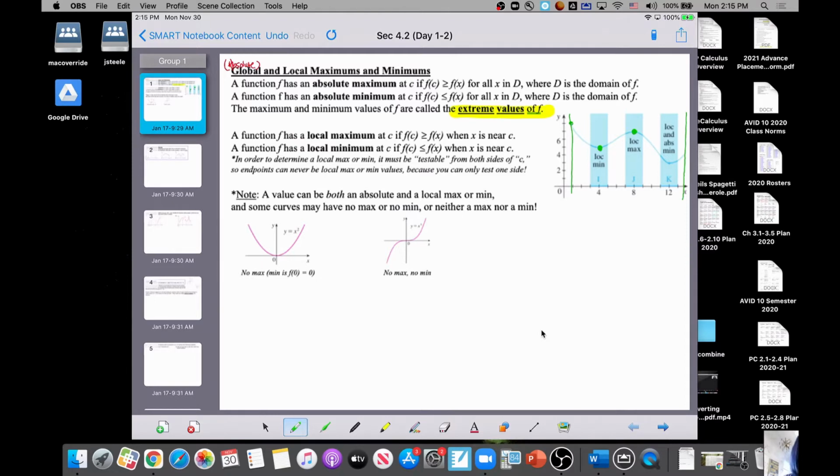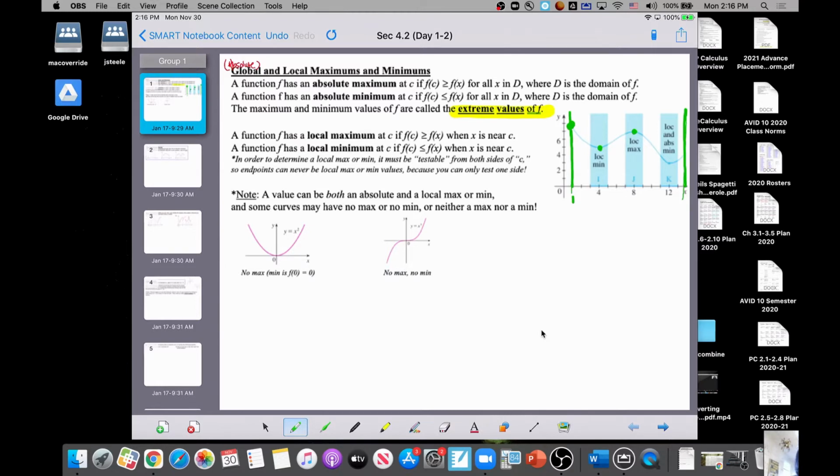Now, the absolute maxes and mins, well, there can only be one in an interval, right? So if this is where our interval begins and this right here is where our interval ends, we can see that this point right here at x equals 1 is going to be our absolute maximum. That is the highest point in the interval. By definition, you do not have to be able to see both sides of an endpoint to call it an absolute maximum or minimum. So endpoints can be absolute maxes and mins.